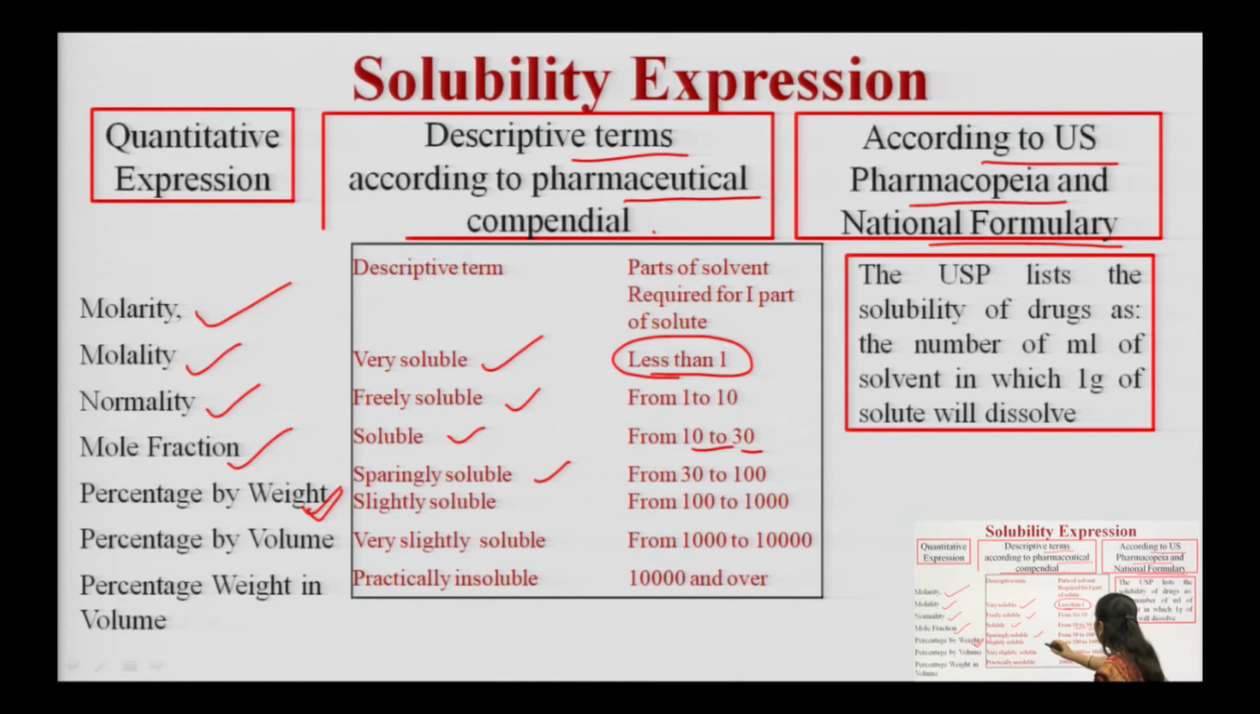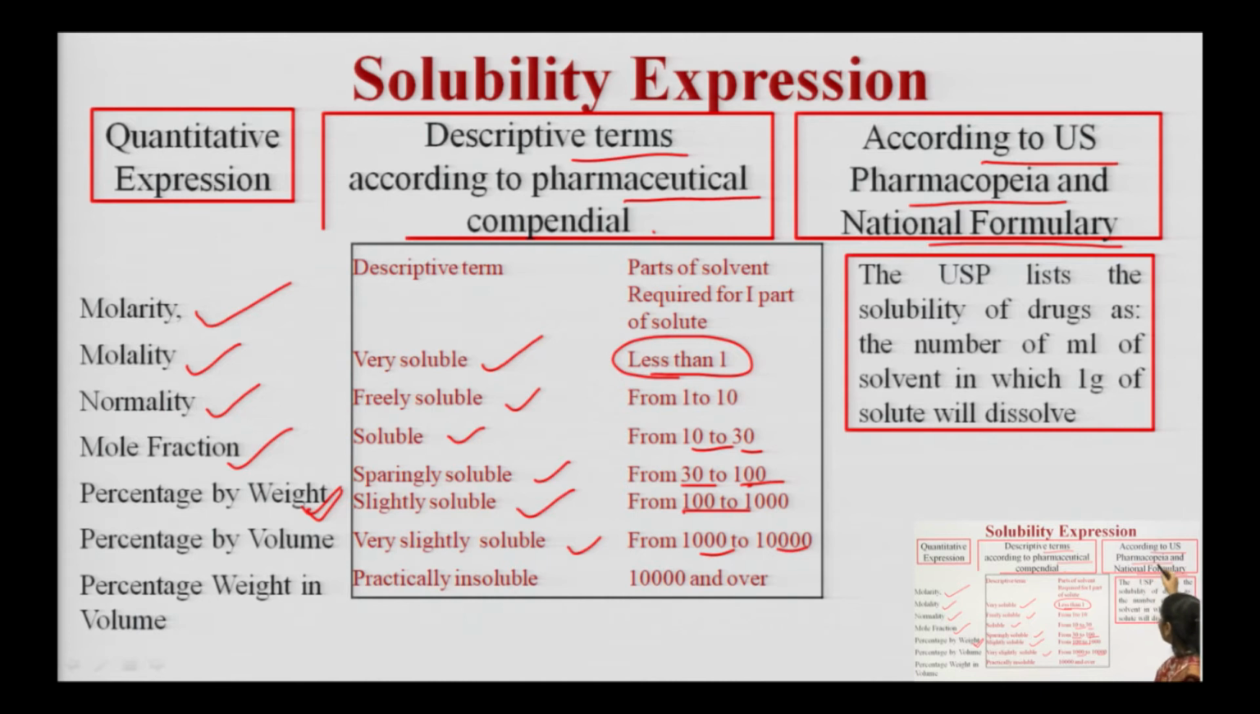Sparingly soluble, when the solute requires 30 to 100 parts of solvent to dissolve 1 part of solute. Slightly soluble, when it requires 100 to 1000 parts of solvent to dissolve 1 part of solute. Very slightly soluble, when it requires 1000 to 10,000 parts of solvent for dissolving 1 part of solute. Practically insoluble, when it requires more than 10,000 parts of the solvent to dissolve 1 part of solute.